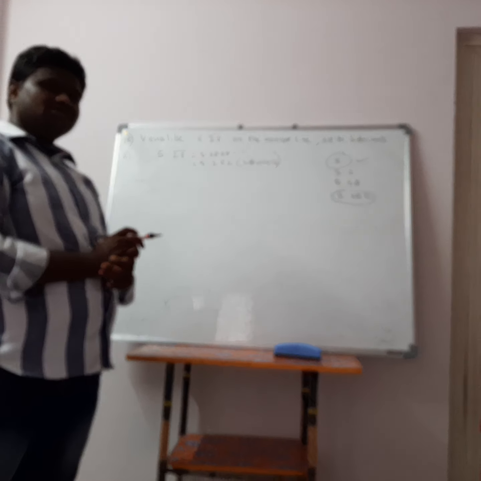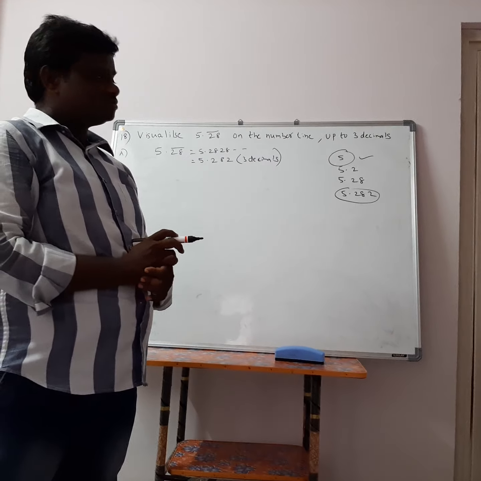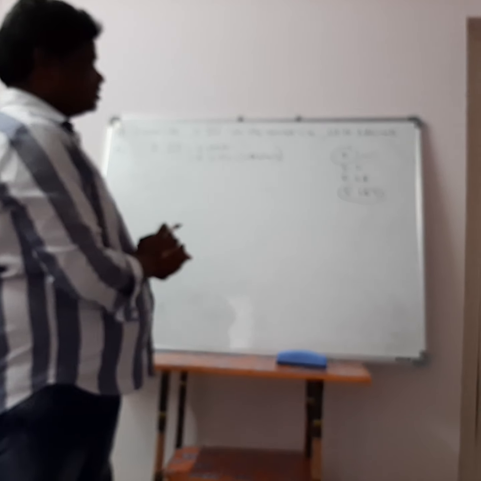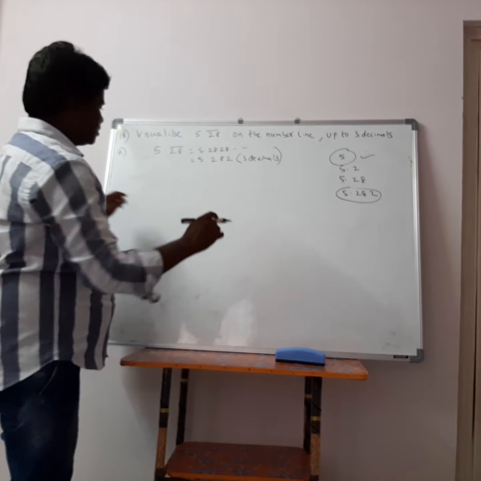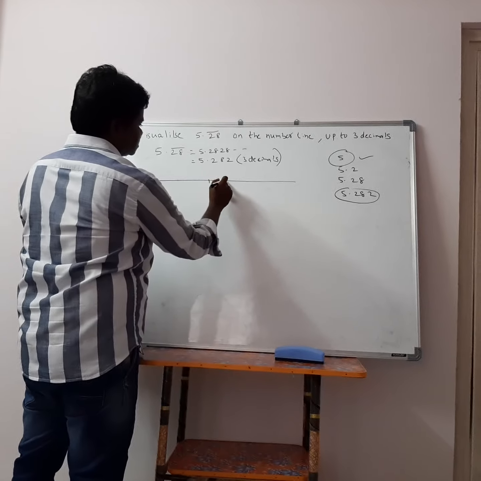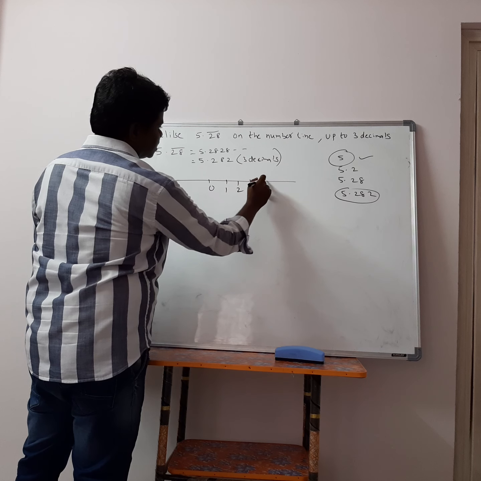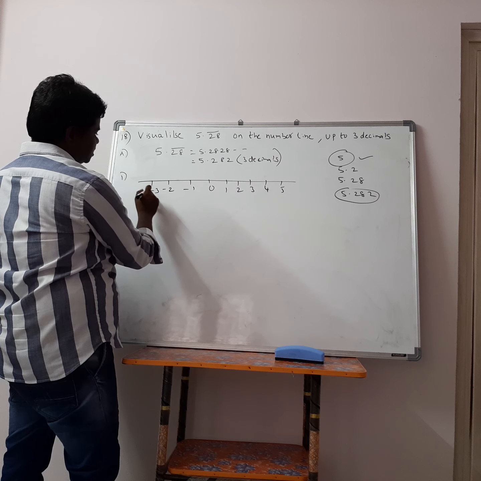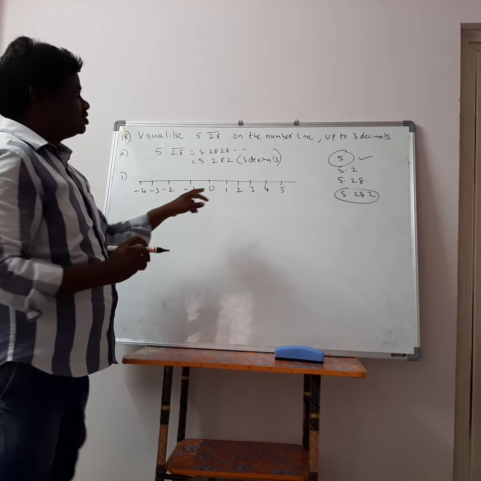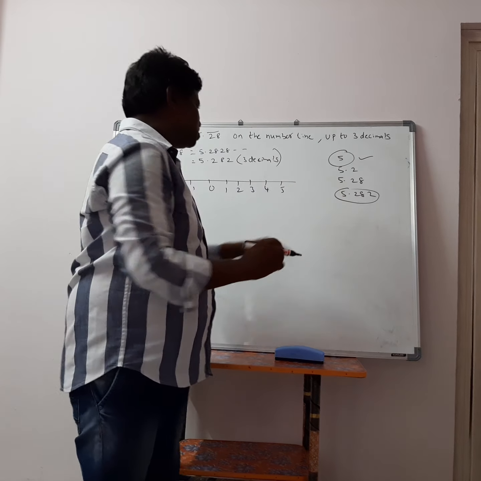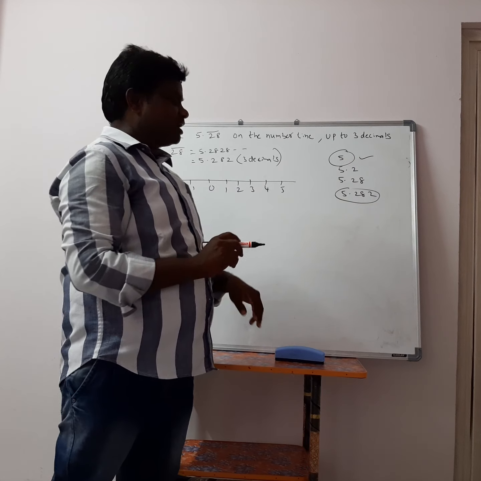What numbers does 5 lie between? 5 lies between 4 and 6, but on the number line you are able to represent 5 directly. For the first step, if you draw a number line, this is 0, then 1, 2, 3, 4, 5, and here minus 1, minus 2, minus 3, minus 4 and so on. So this is 5. Next you have 5.2.